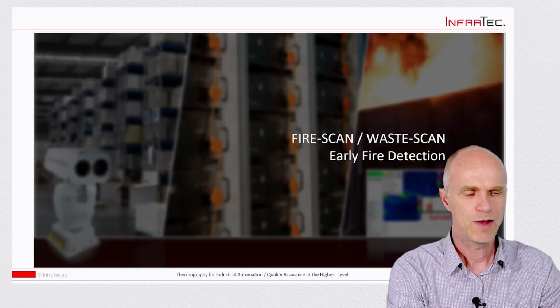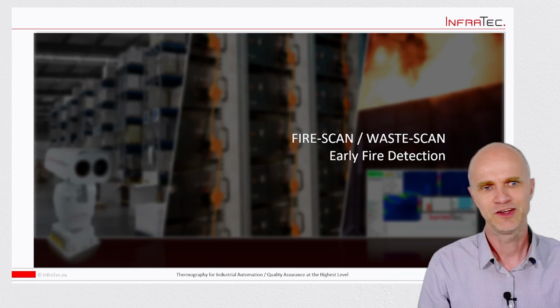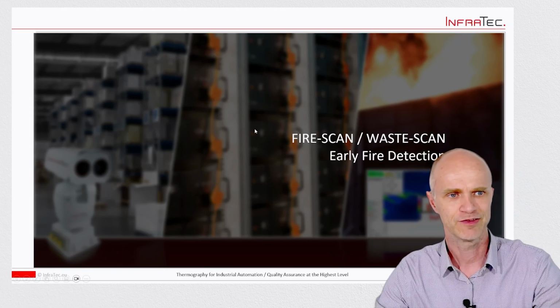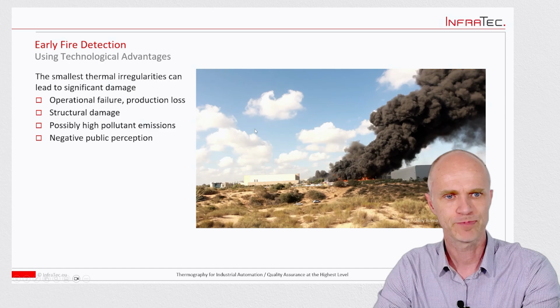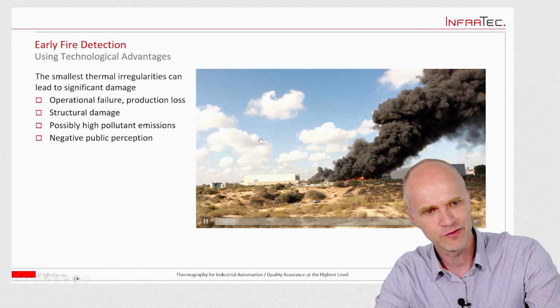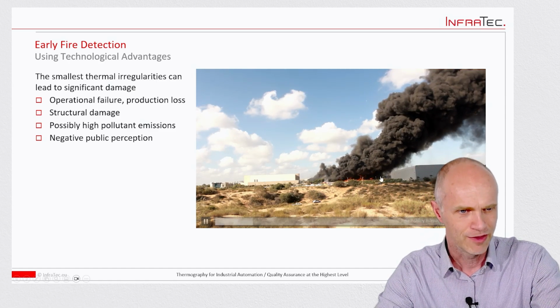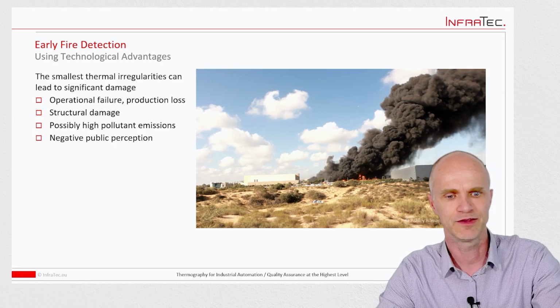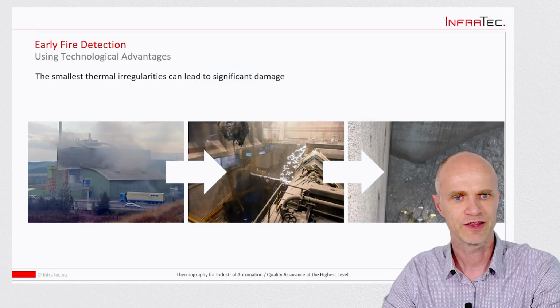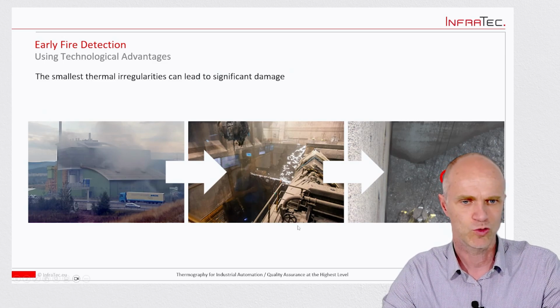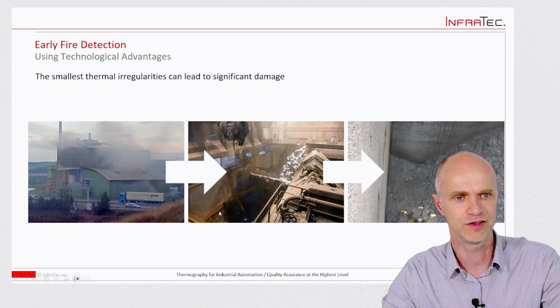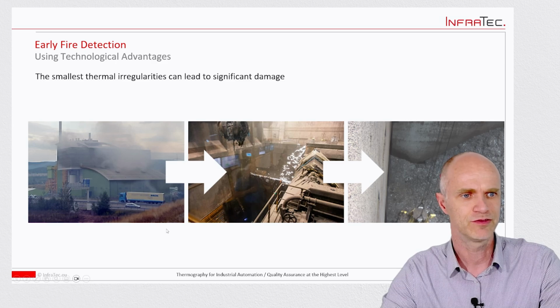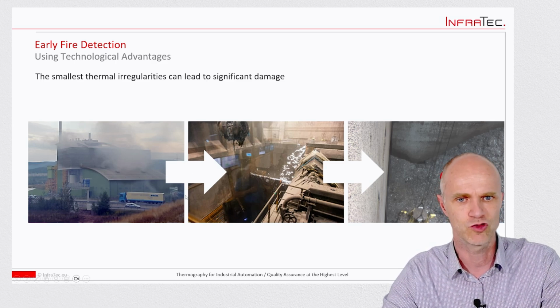So one more application we have by InfraTec is our early fire detection system. And it's really early fire detection, so that something like this, like a fire, is never happening. This means we detect a hotspot already before a fire is starting. So we have implemented these systems very often here in Germany for waste to energy plants.